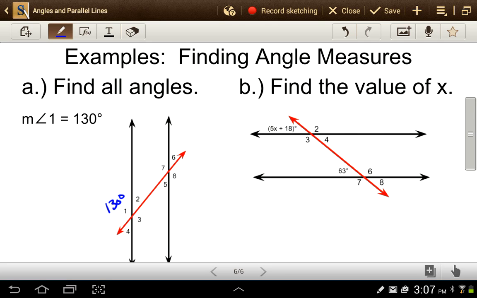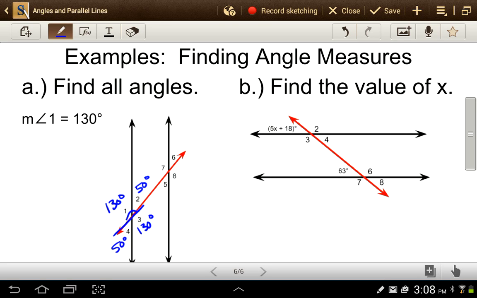Well, I know angle 3 is 130 because they are vertical, from a previous video. I know that angle 2 is 50 degrees because they are supplementary. Here's my line, and they are supplementary, so they have to equal 180. I know angle 4 is 50 degrees because that is vertical to angle 2, or supplementary to angle 1 or supplementary to angle 3. Now I got those 4. I want to move on to the other 4. There's lots of ways I can get to the other 4.